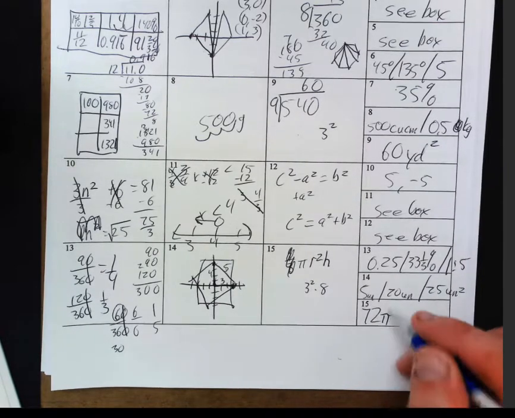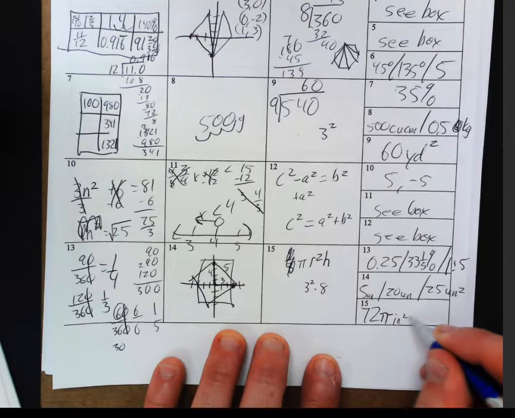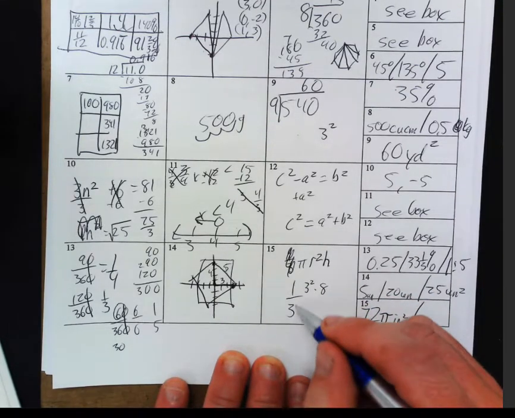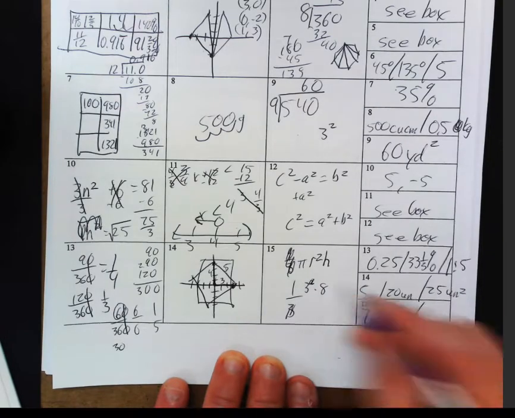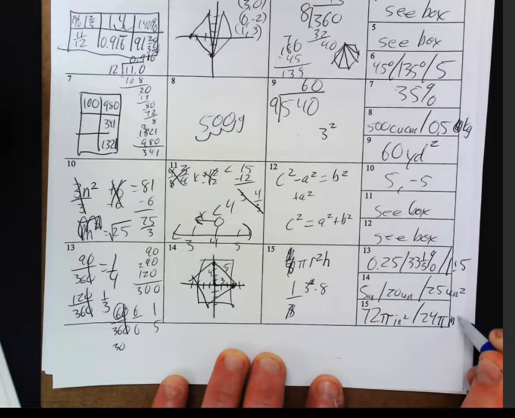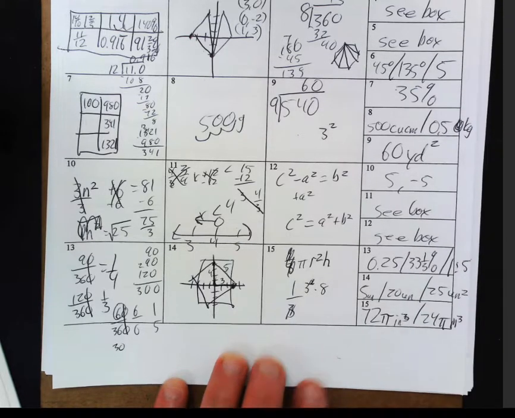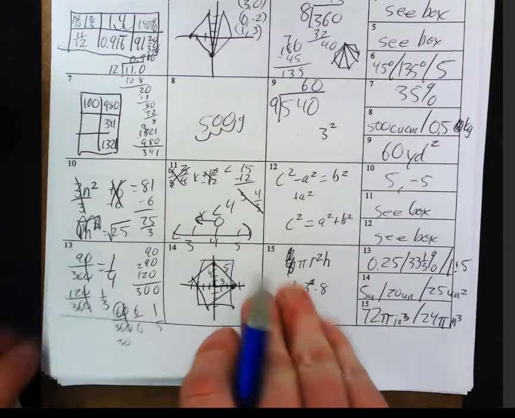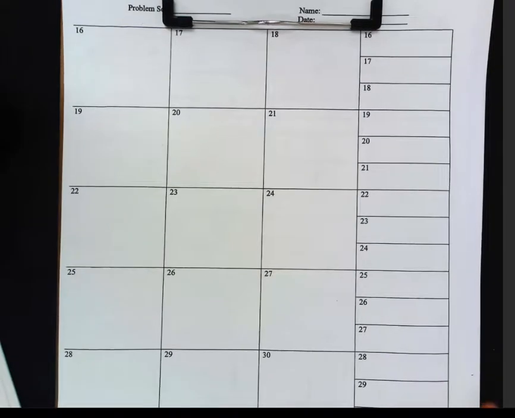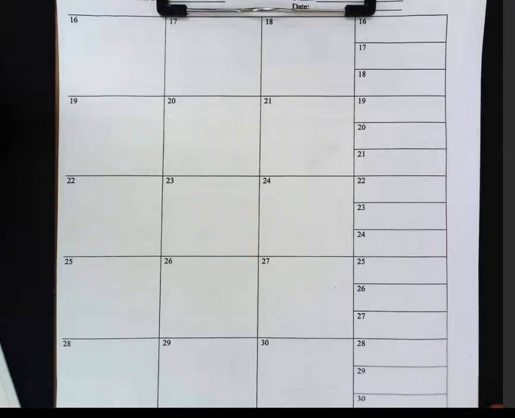72 pi inches cubed for the cylinder. For the cone now is when I bring in that 1/3, guys. So 3 cancels the square. 3 times 8 is 24 pi inches. I should be cubing those things because it's volume. Awesome, halfway done. Number 16. 16 says the formula for the volume of a rectangular prism is V equals LWH. Transform it to solve for H.